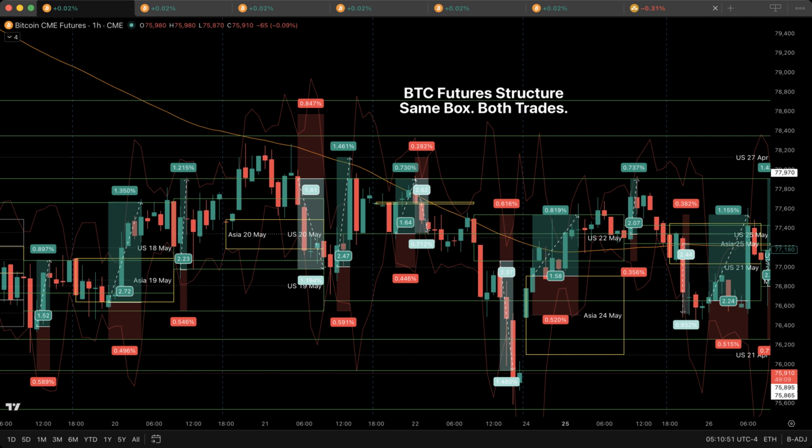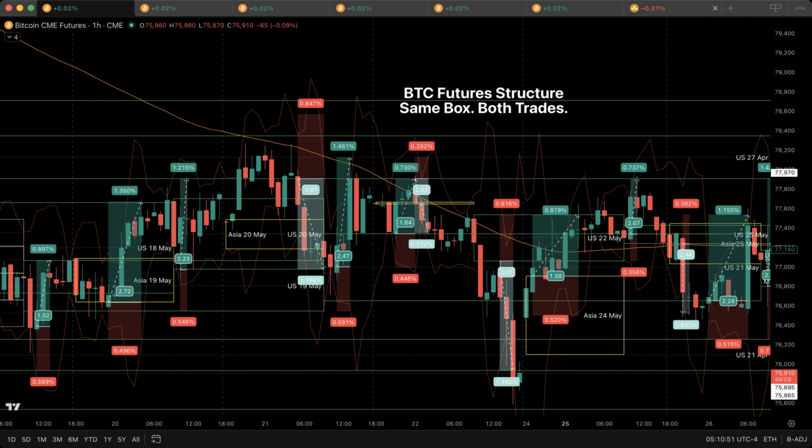Long entry line: May 21st US session lower boundary. Stop loss line: April 21st US session upper boundary. Take profit line: May 22nd US session upper boundary. Risk-reward ratio: 2.24. The long is not a random reversal.